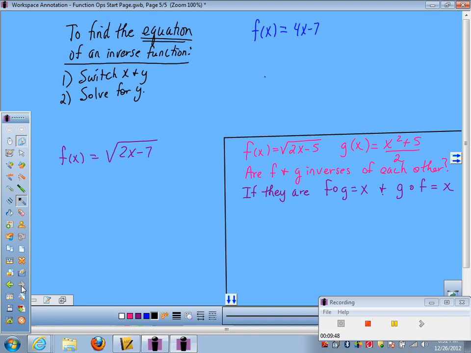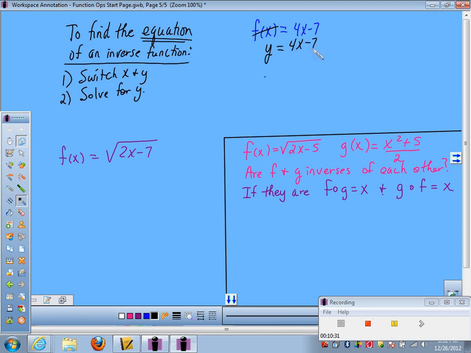Now you'll notice over here on the right, I have f of x equals 4x minus 7. And I just said switch x and y. There's no y in this function. You don't see a y anywhere. But you have to remember, f of x is the same thing as writing y equals. So if you see f of x equals, it's the same thing as y equals.